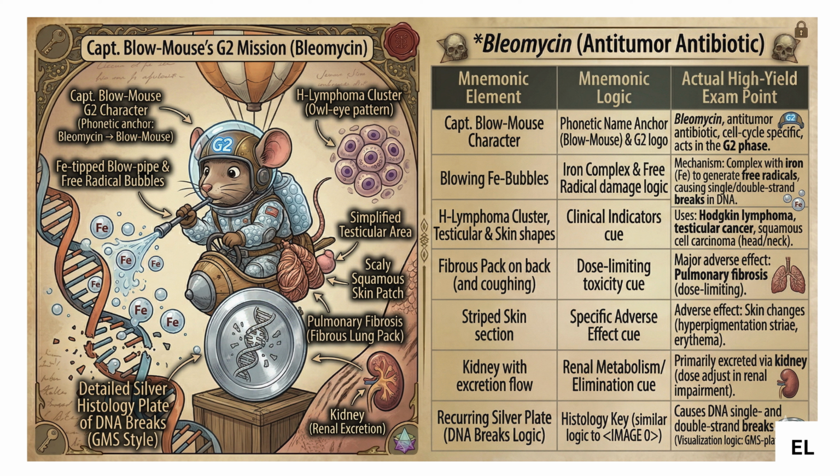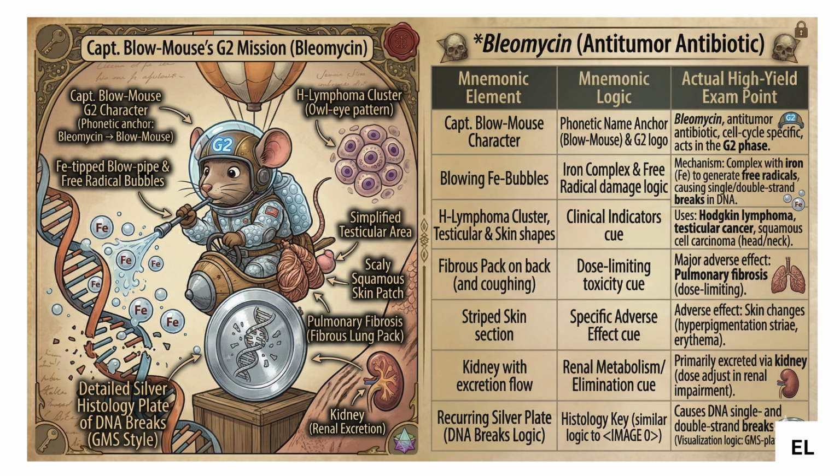Now let's bring everything together. The Captain Bleomycin character represents Bleomycin. The G2 helmet reminds us that it acts in the G2 phase of the cell cycle. The iron bubbles represent free radical formation via iron complex. The broken DNA strand shows single and double strand DNA breaks.